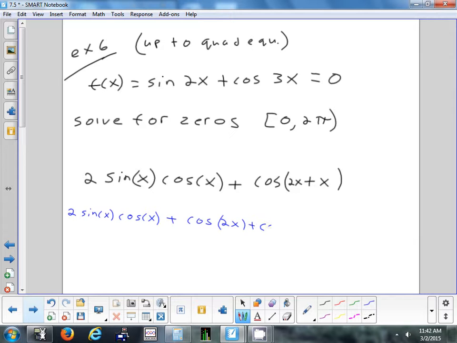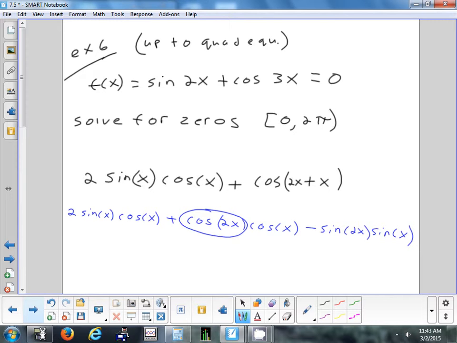Cosine 2x times cosine x. Oh, sorry, that's times. And then with the cosine of a sum, it uses the minus sine of each angle. Sine of 2x, sine of x. Okay, so it looks like it started to get a little more complicated, but at least now I don't have any arguments here that are higher than 2's. Before I had a 3, now I have a 2.